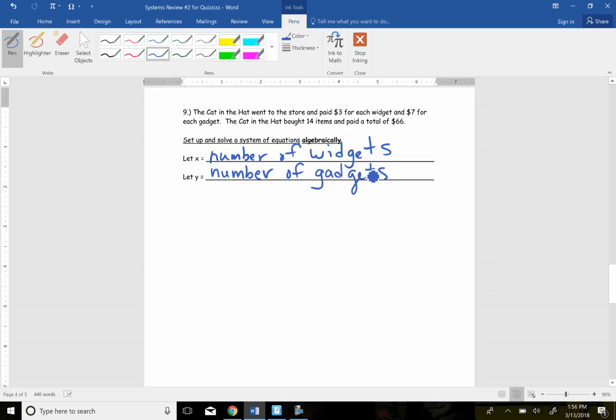So then I got to dissect the information they gave us. There's 14 total items. Well, isn't that the number of widgets plus the number of gadgets to get 14 total? The other big piece was they paid a total of $66. Money comes from $3 for each widget, which is X, plus $7 for each gadget, which is Y, to pay $66 total.